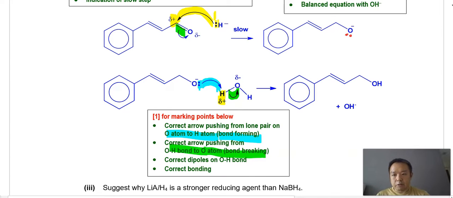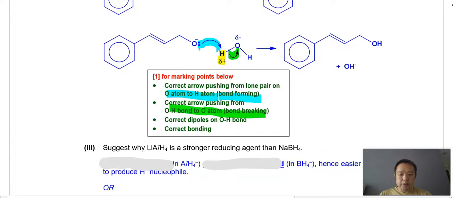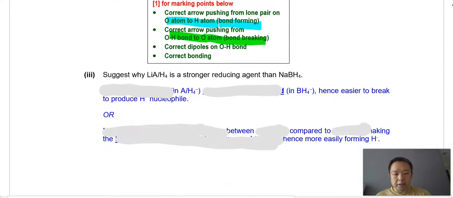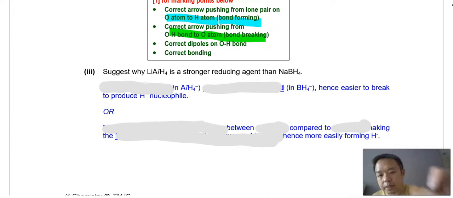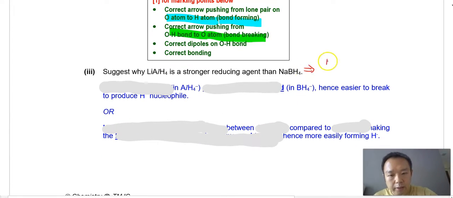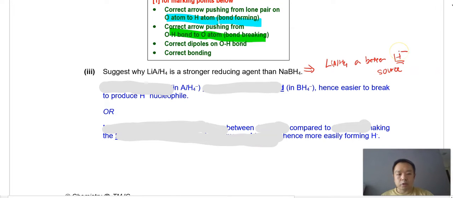So that's a mechanism question. Then we move on to part 3: suggest why lithium aluminum hydride is a stronger reducing agent than sodium borohydride. In this case, basically, we know that lithium aluminum hydride is a better H minus source. That's what it means. A stronger reducing agent, because we look at reduction as providing H minus. So in other words, why is lithium aluminum hydride a better source of H minus?